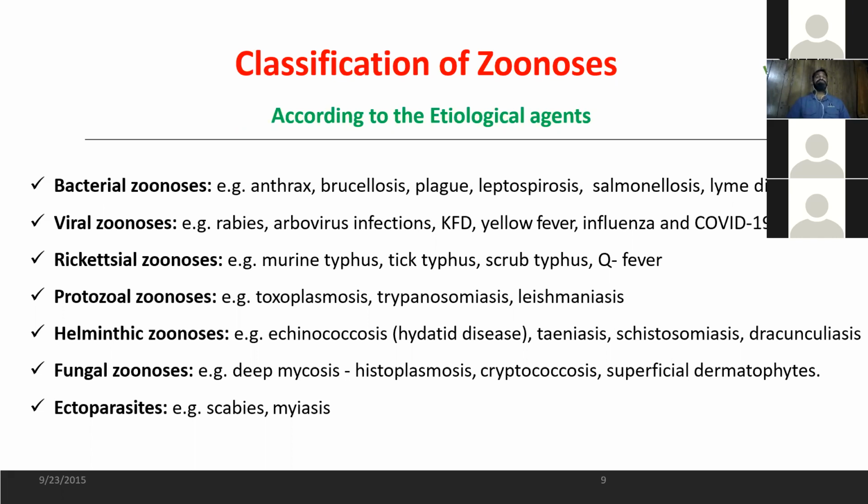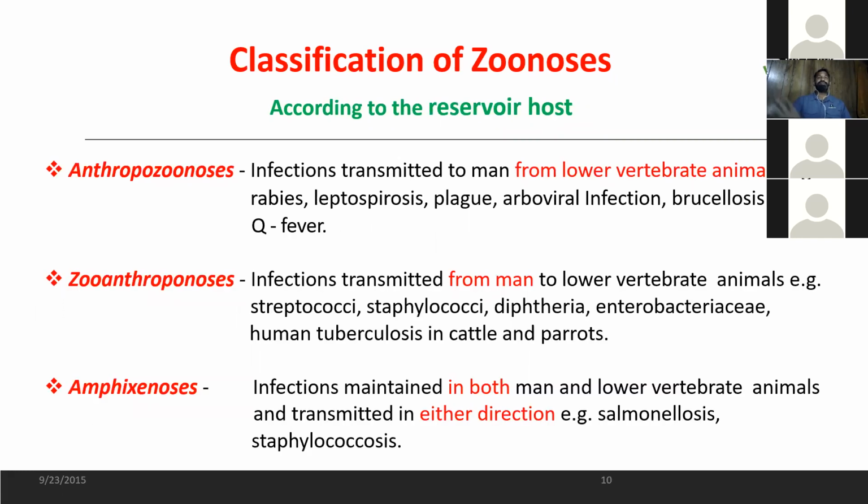Rickettsial: Q fever, murine typhus, tick typhus. Protozoal zoonoses: toxoplasmosis, trypanosomiasis, etc. And helminthic zoonoses are echinococcosis, hydatid cyst or hydatid disease, teniasis, schistosomiasis, etc. And fungal zoonoses are deep mycoses, histoplasmosis, cryptococcosis, and ectoparasites, examples scabies and myiasis. So these are according to the etiological agent.